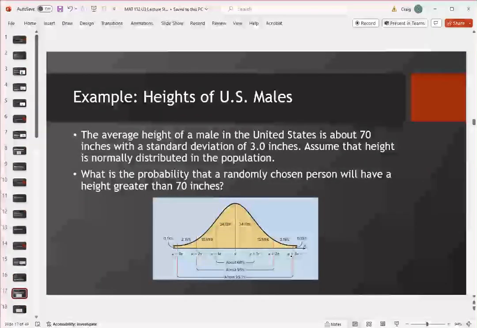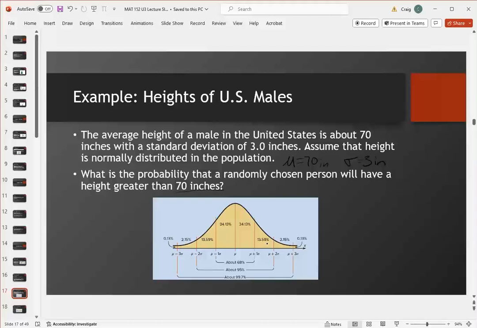So we're going to run with this example for just a few minutes. The average height of a male in the United States is about 70 inches with a standard deviation of 3 inches. Just keep these values in your head so I don't have to write them down every time. What's the probability that a randomly chosen person will have a height greater than 70 inches?